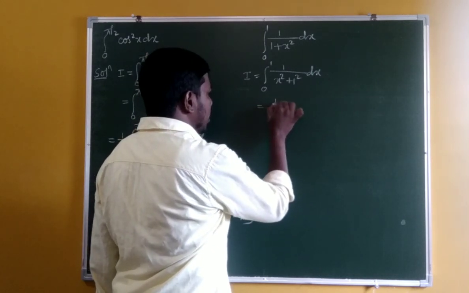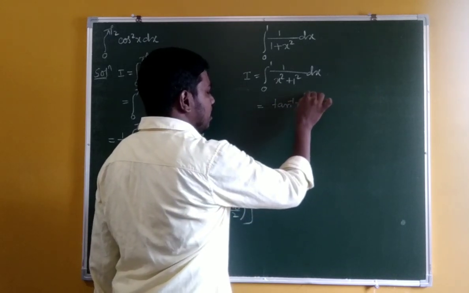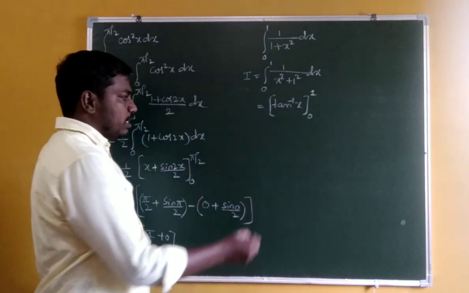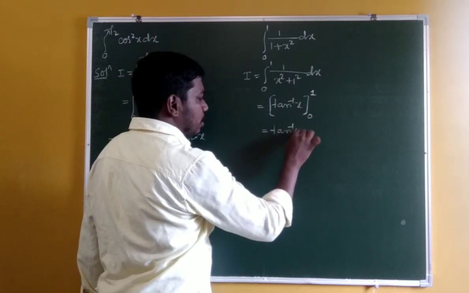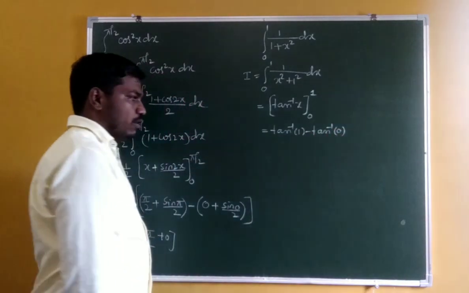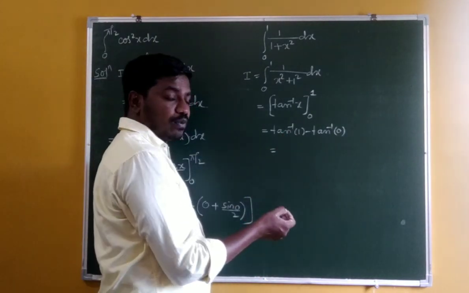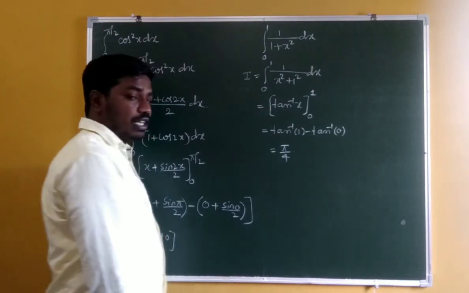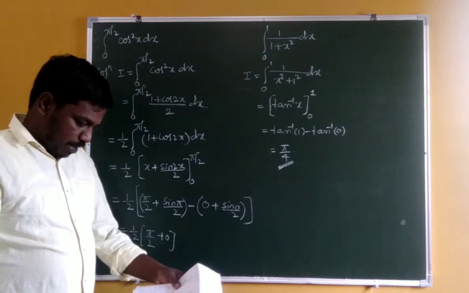So the integration is tan inverse x, with limits from 0 to 1. First apply the upper limit: tan inverse 1 minus tan inverse 0. We have already done this in inverse trigonometric functions. Tan inverse 1 is pi by 4, and tan inverse 0 is 0. So the answer is pi by 4.